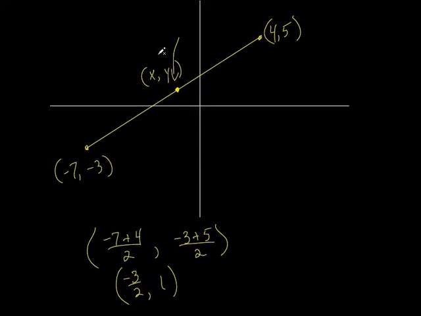Now, instead of writing negative 3 over 2, if you wanted to write negative 1.5, that's perfectly fine. Makes a little more sense, doesn't it? So that's where that point is. Look, negative 1.5 to the left, and then what? Up 1. That's where the midpoint's located. And that's how we did that.